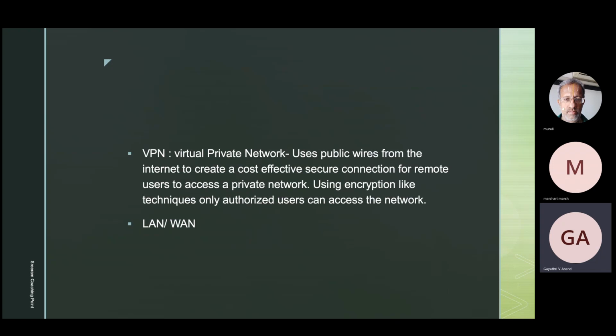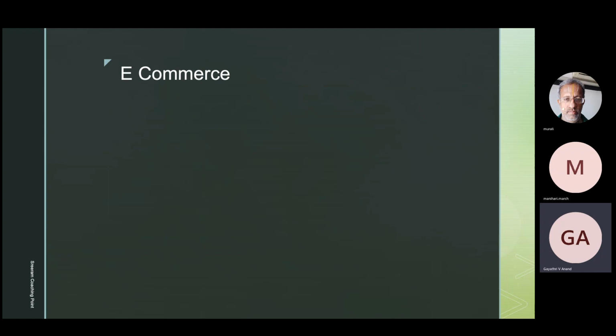And now we talk about WAN, which is wide area network. The geographical purview of a WAN is very, very wide. And of course, nowadays we have the virtual LAN also.